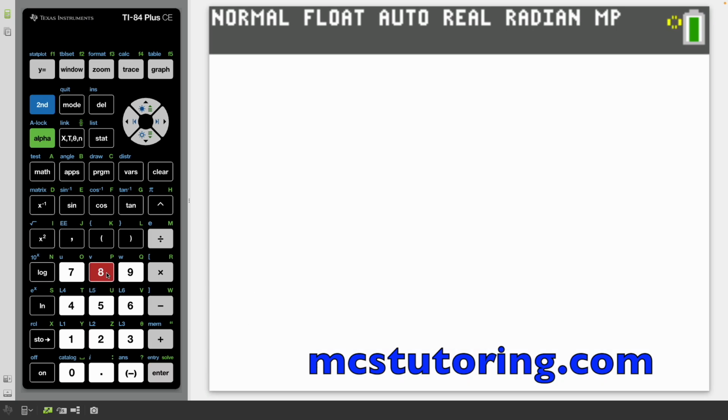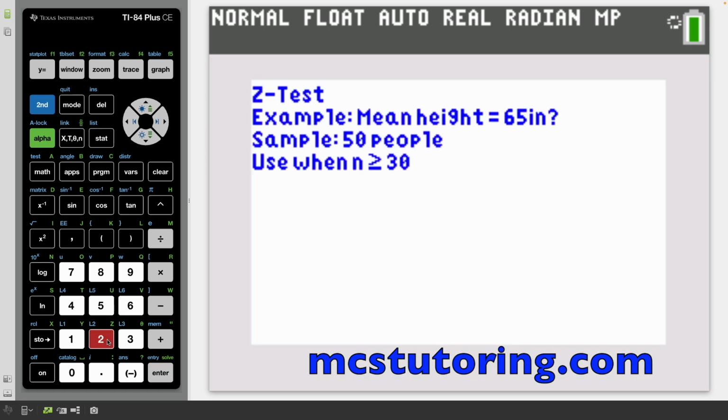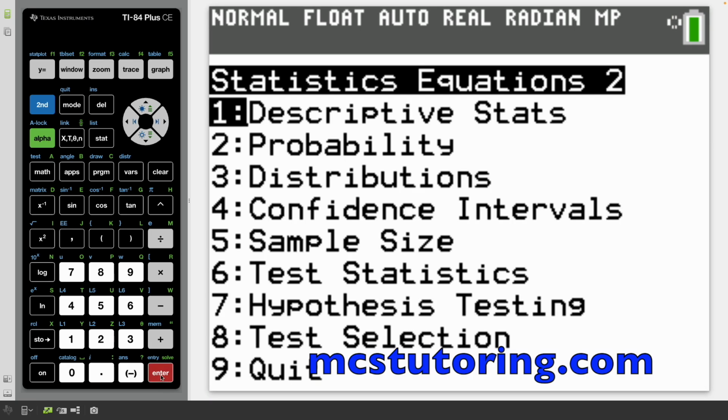Let's do that again, test selection. I really like this because it just helps explain things. And then let's do the case which is greater than or equal to 30. So is the mean height of, say, a sample 65. Say you have a sample of 50 people. Okay, use it when n is greater than or equal to 30. Z-test. Okay, we keep going.